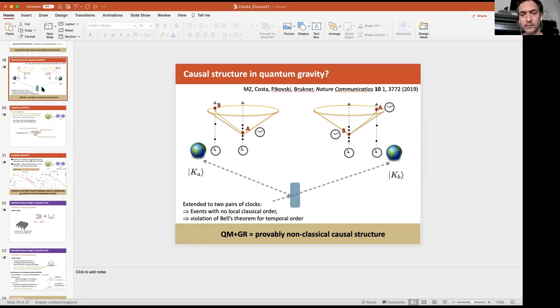If anyone is familiar with the quantum combs or process matrix framework, then this is an example of a quantum switch, where gravity is essentially, through time dilation, what gives you the control.